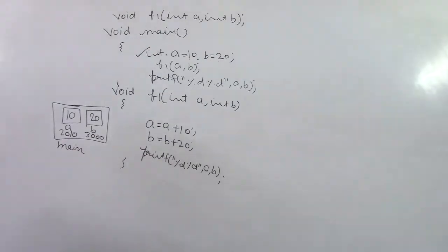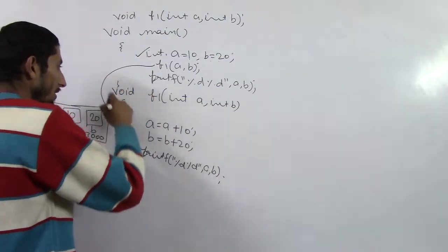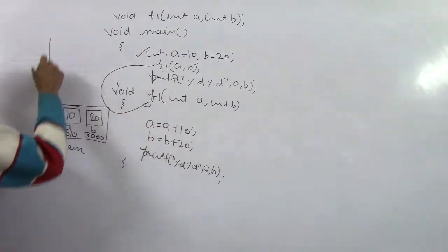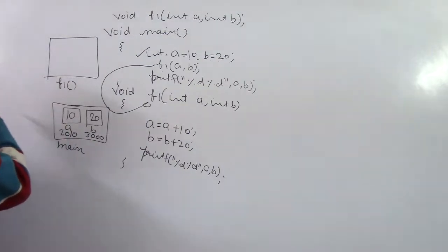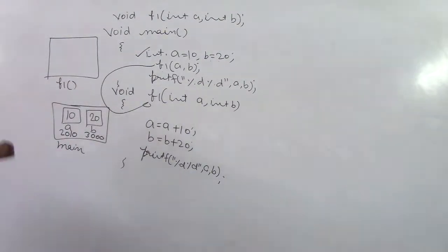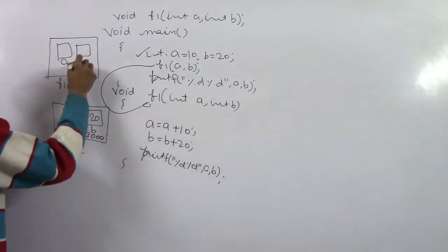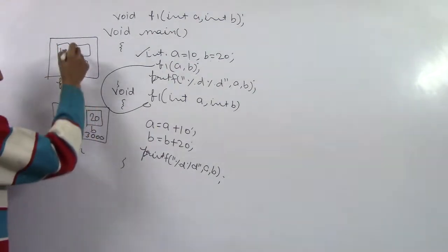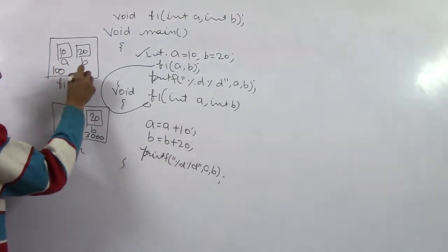In the second line, what is going to happen? The compiler is saying that I am going to call f1, so control will transfer to f1. The compiler will allocate a separate block named f1, and it will allocate the space for a and b. The value of a was 10 and the value of b was 20. And let me assign the addresses. Let's say the addresses are 100 and 200.